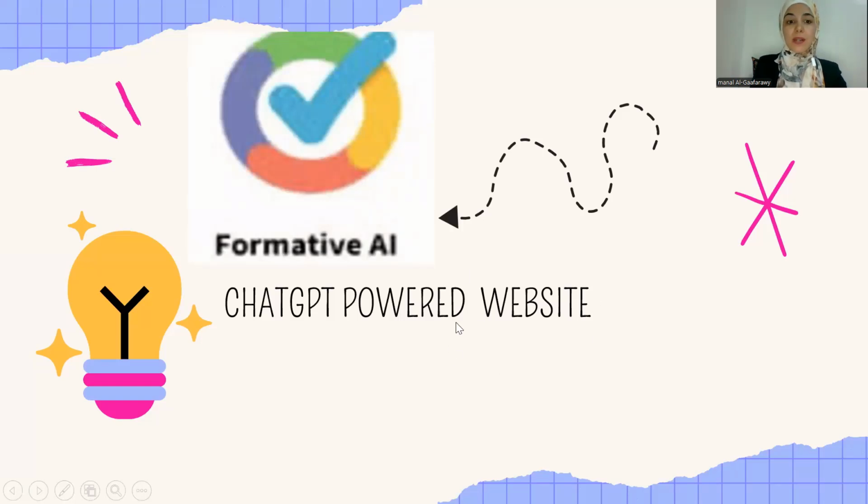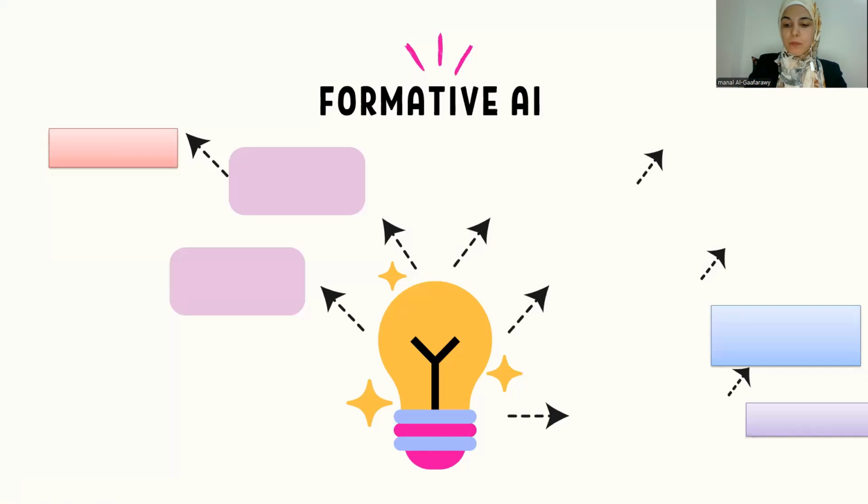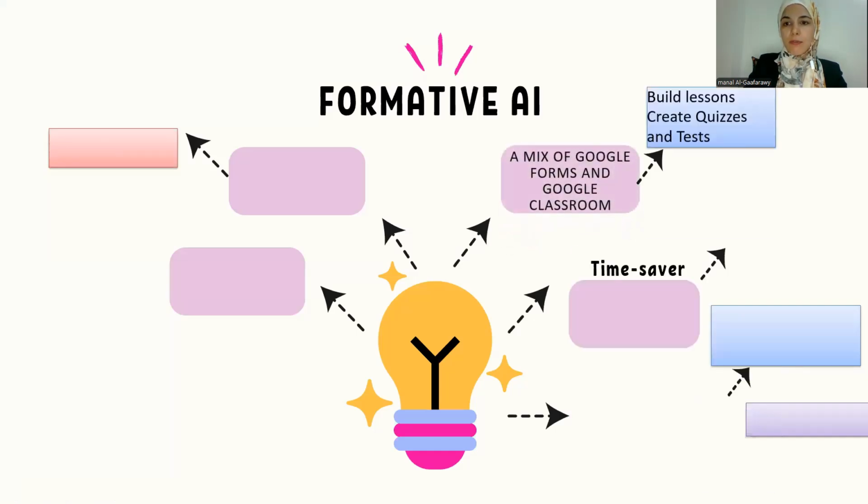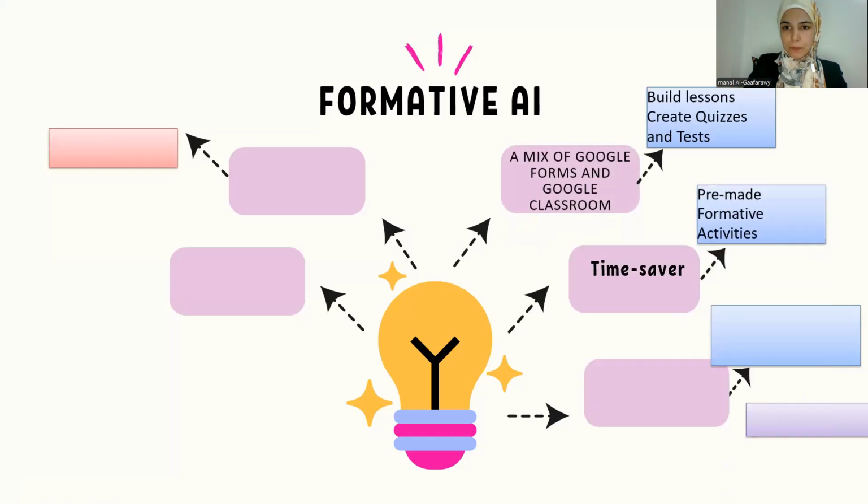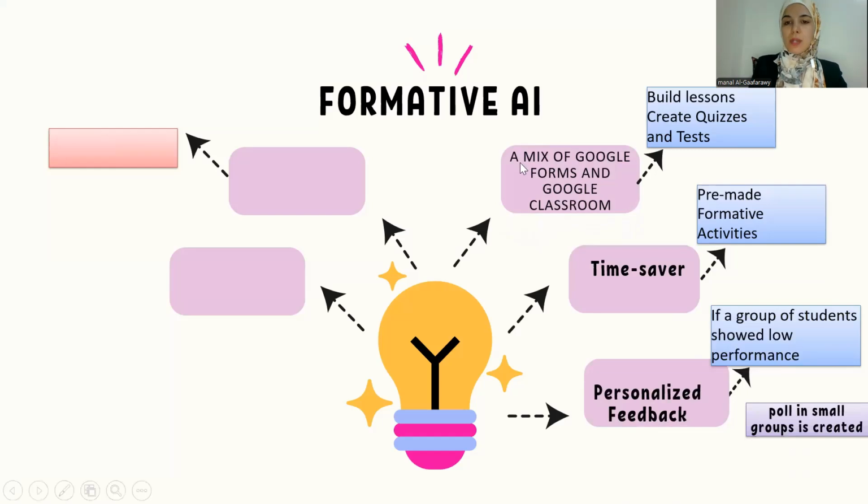Now let's move on to another website, which is Formative AI. And this is a website which is powered by ChatGPT. It's interesting for formative language assessment. So if we look at the features of Formative AI, what makes it different from other websites?